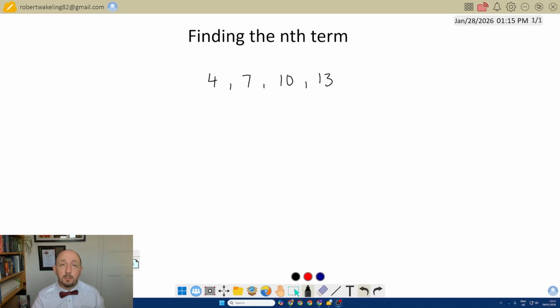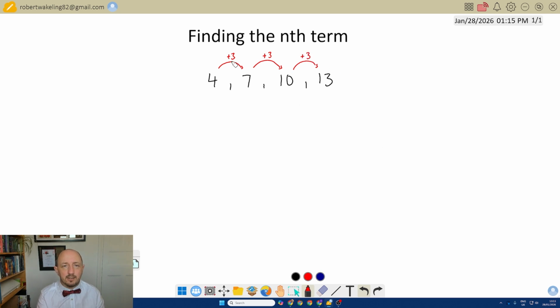In this video, we're going to be looking at finding the nth term and some common questions around this that usually go hand in hand. So, the nth term is to do with a sequence of numbers which go up or down by the same amount each time. So in this case, to go from 4 to 7, we add 3. Same for 7 to 10 and 10 to 13.